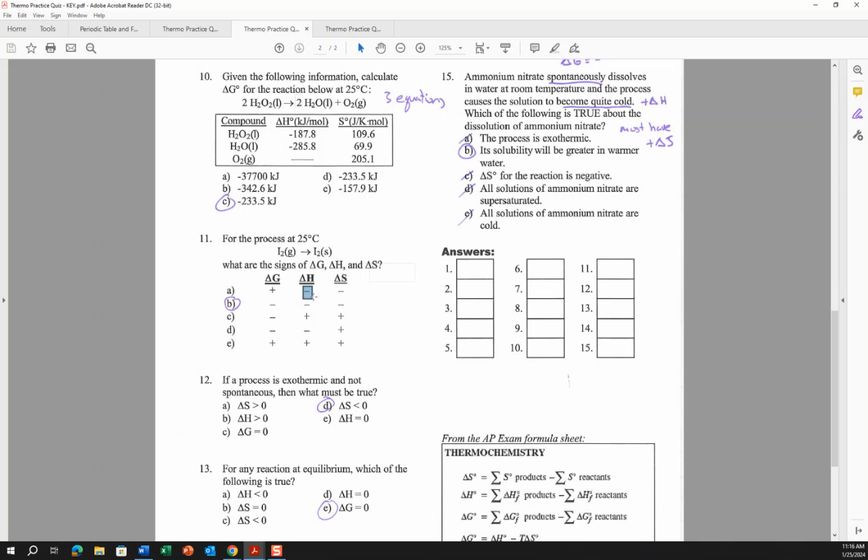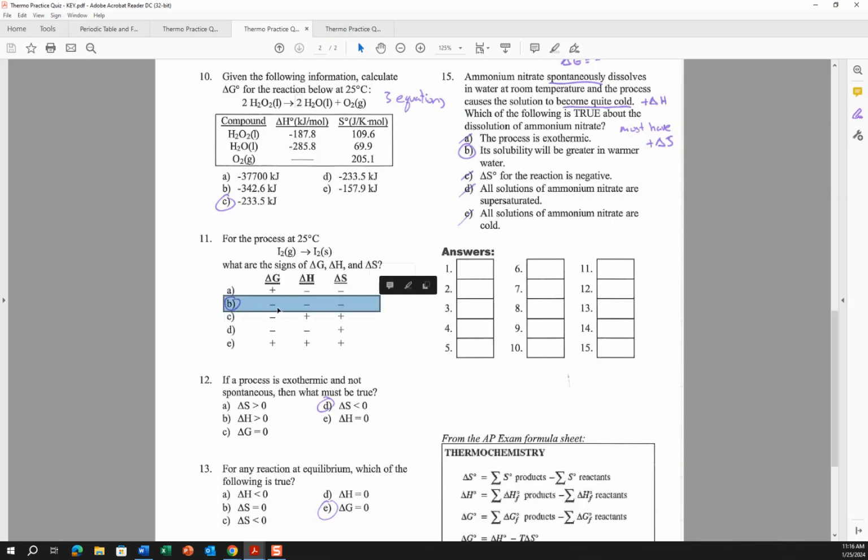Now the question is, what's favored at room temperature, solid iodine or gaseous iodine? And you should know that iodine is a solid at standard conditions. So it's favored, so that means delta G is negative. So number 11, they're all negative here.